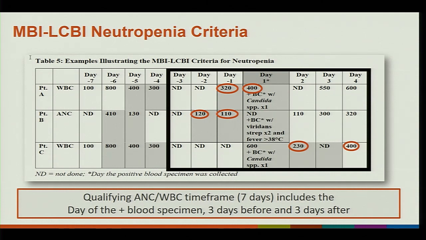Please note days 2, 3, and 4 are also eligible for use as the ANC values are less than 500 cells. You can use a combination of ANC and WBC values provided they occur in the 7-day time frame since these values are considered risk factors and do not affect the date of event. This table uses WBCs in two of the examples and ANC values in the other, but a combination of either ANC or WBC values can be used provided they are collected on different calendar days within the 7-day time frame previously mentioned.